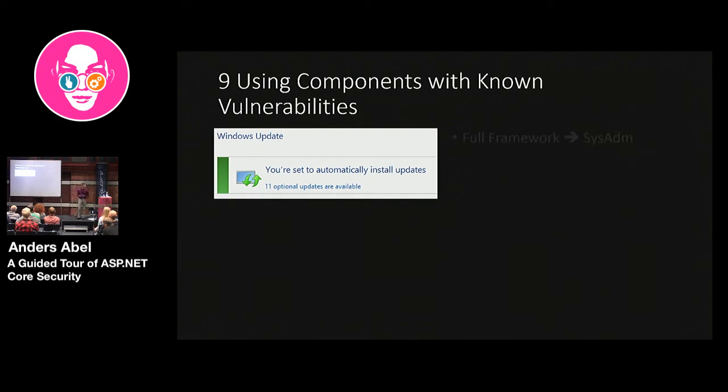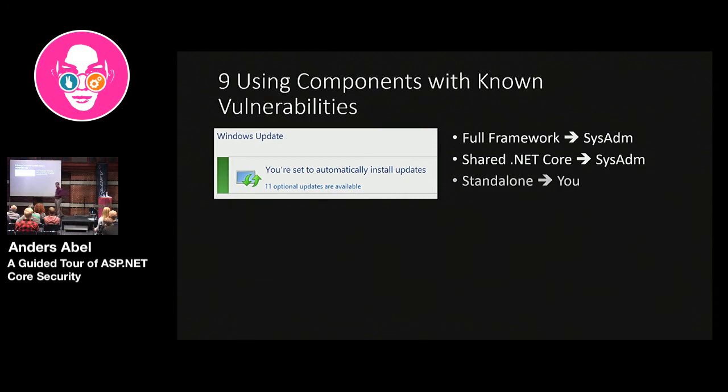It can be run on the full framework, then it's still the system administrator. It can be run on a shared instance of the .NET Core framework, then it's still the system administrator. Or you can have it self-contained, such as when you're running on Linux or Mac. You install the framework components you use with your application, which means you are responsible for keeping it up to date. You are responsible for checking if there are any new releases and make sure they find the way to all deployed applications.